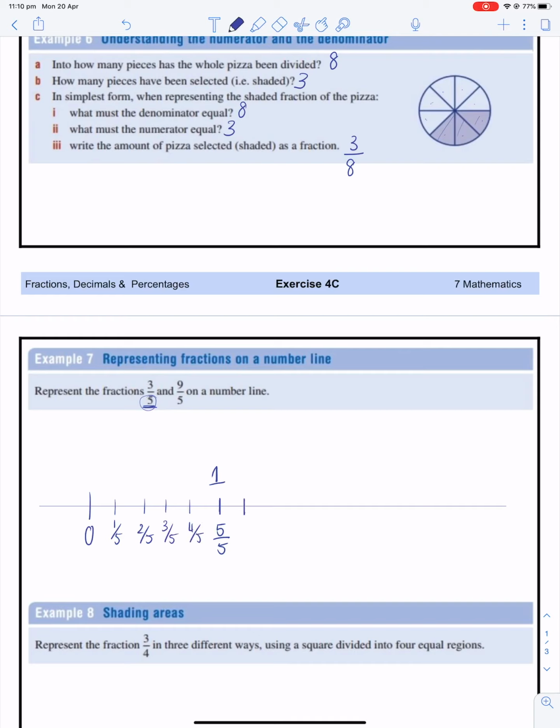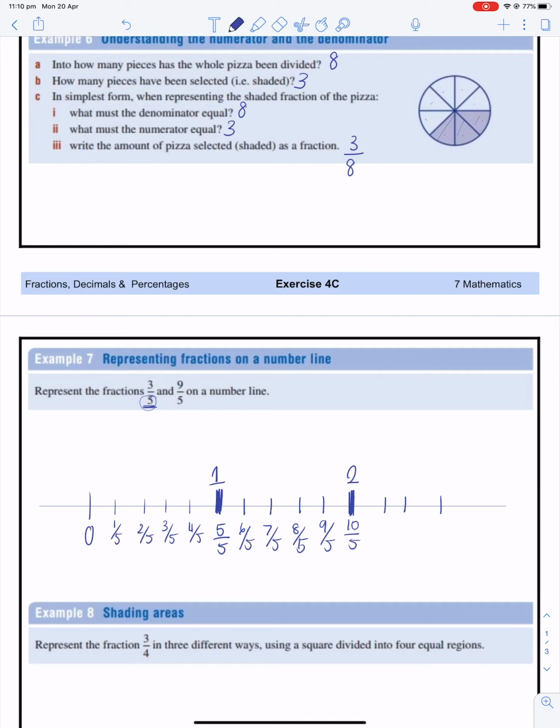That 5 is... Okay, keep going. 6 over 5, so we're going into improper fractions. 7 over 5, 8 over 5, 9 over 5, 10 over 5. So because 5 goes into 10 twice, that's my whole number 2. Okay, so I'll make those holes a little bit bigger.